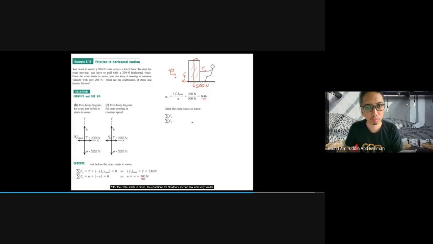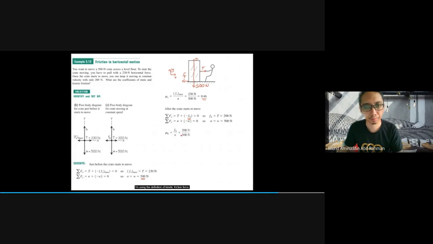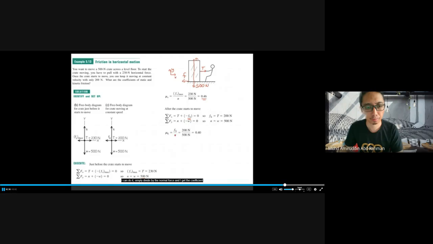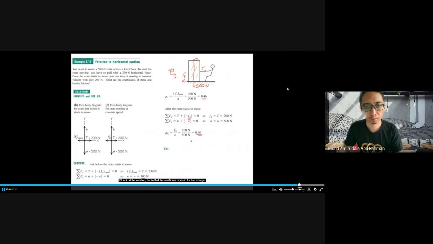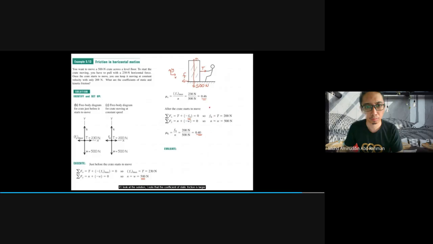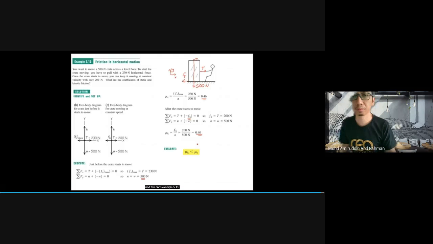After the crate starts to move, the equations for Newton's second law look very similar, but this is now going to be a kinetic friction force. The normal force is again 500 newtons. Using the definition of kinetic friction force, I can simply divide by the normal force, and I get the coefficient of kinetic friction is equal to 0.4. If I look at the solution, I note that the coefficient of static friction is larger than the coefficient of kinetic friction, and this is usually the case. And this ends example 5.13.